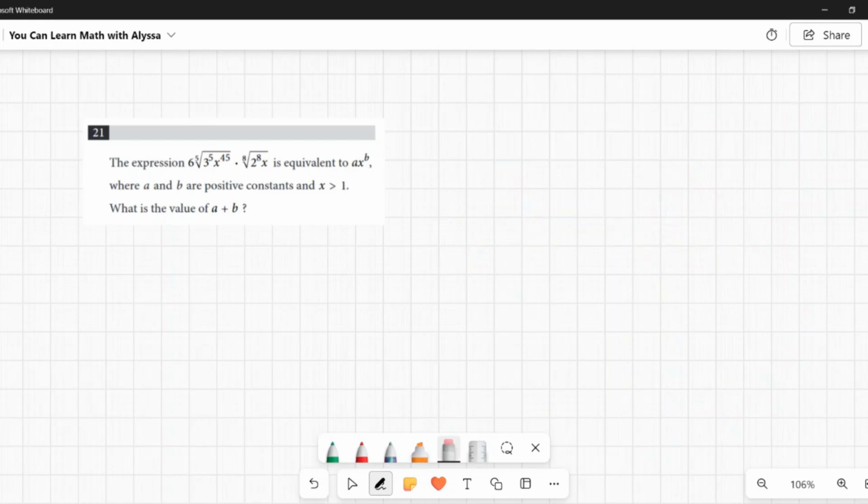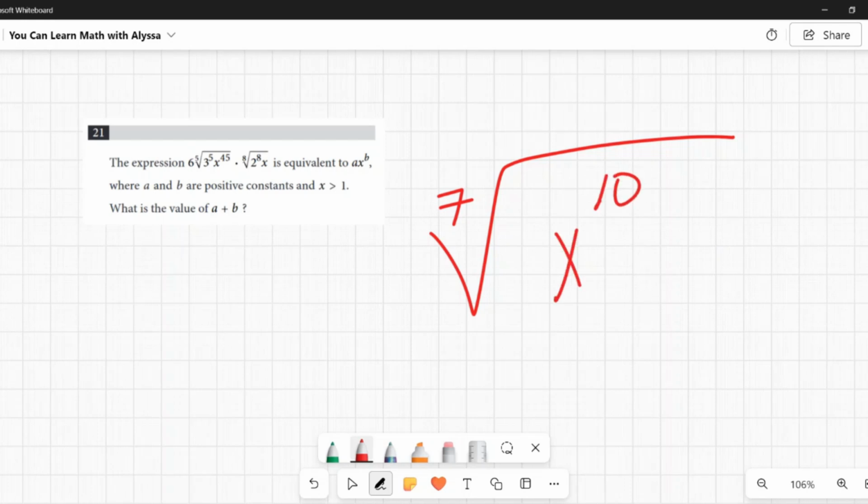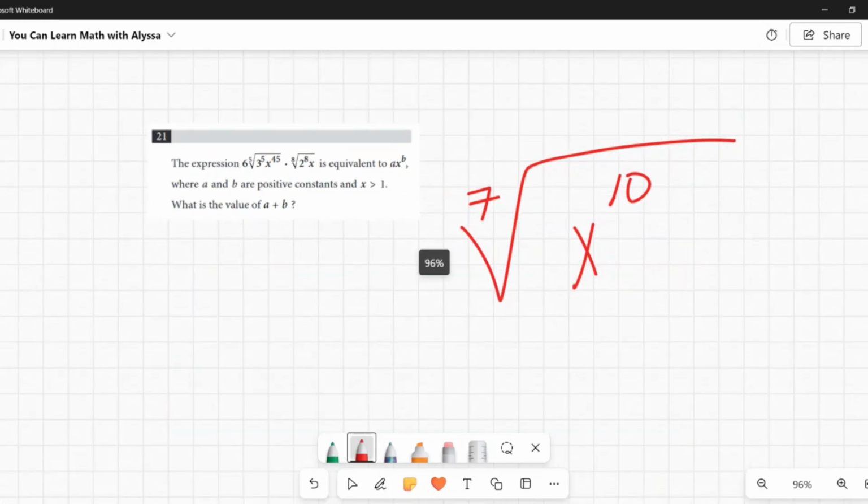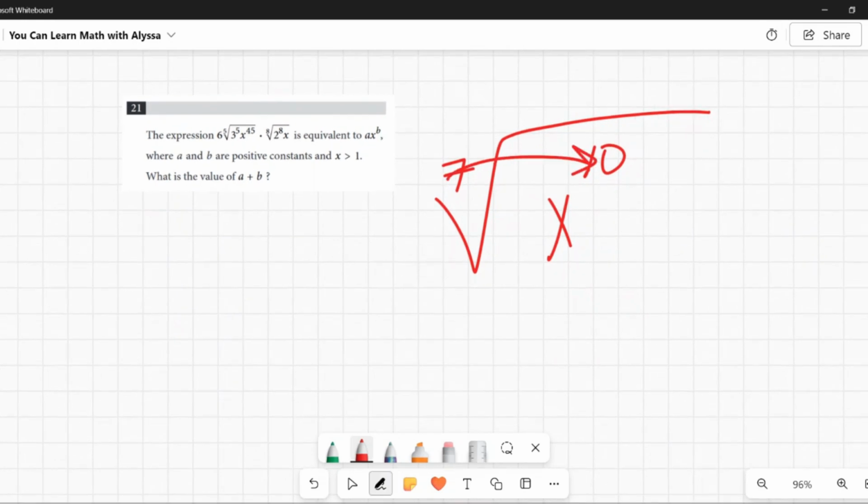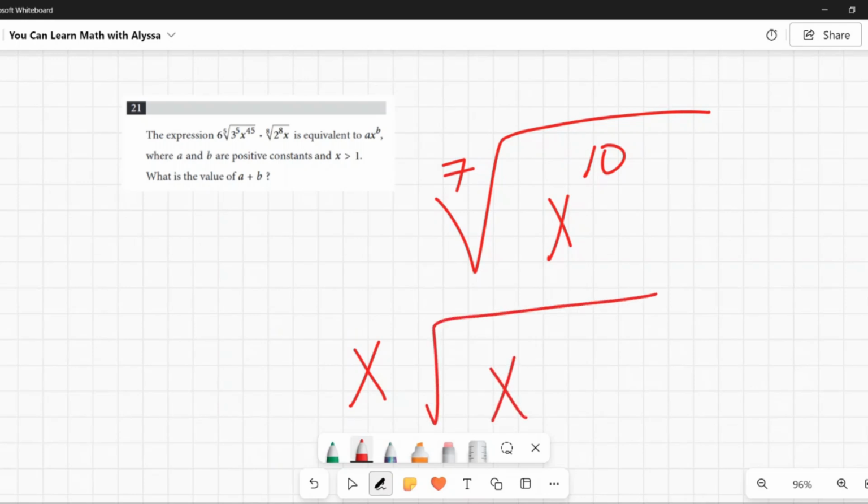And last but not least, if you have the root of something and there's a variable underneath with a power, like say this was the 7th root of x to the power of 10, you can divide 7 into 10. However many times it goes in is what you can pull out. The remainder is what you leave behind. So in this case, 7 goes into 10 one time, so x to the power of 1 comes out. The remainder is 3. X cubed is what's left behind.